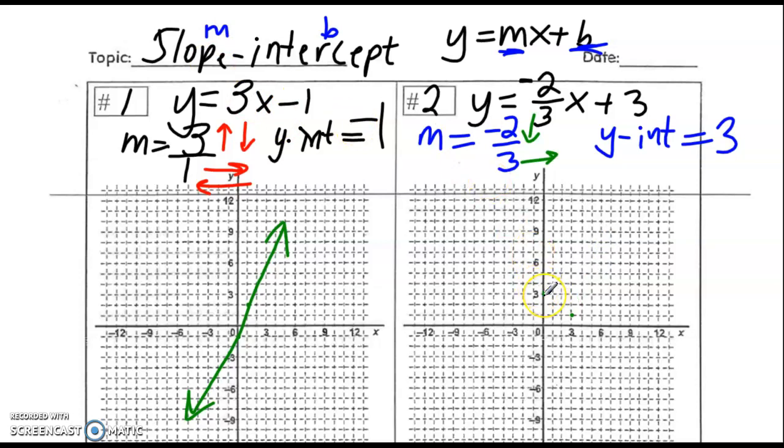So from this point, because it's a -2, we go down 2. Because it's a +3, we go right 3. And then we connect those 2 points, and we have our graph.